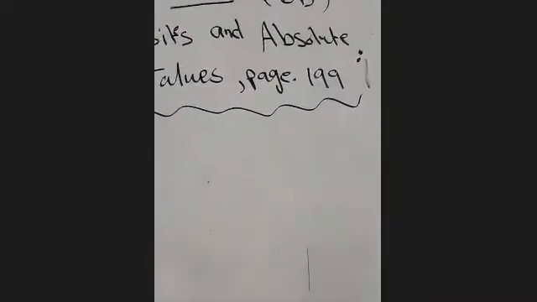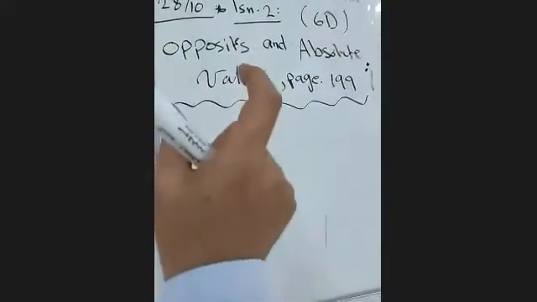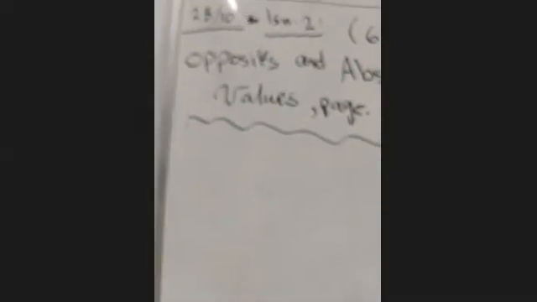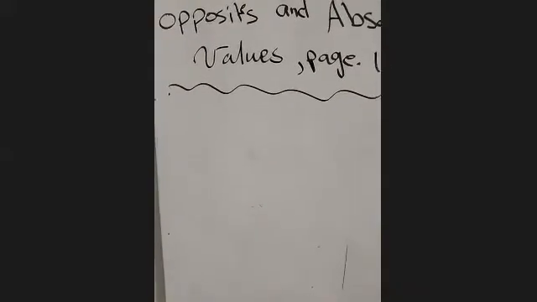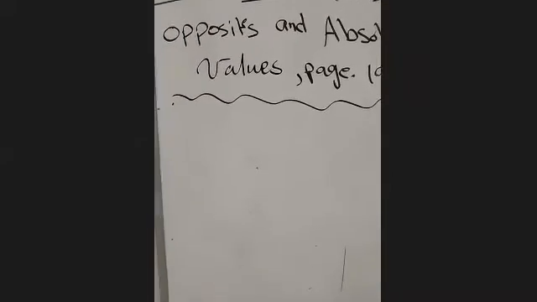Opposites and absolute values. We are on page 199, lesson 2. Now we have two concepts here. We have opposites alone and absolute values alone. So we'll start with the word opposite. What's the meaning of the opposite? Now, opposite of black is white. We know that. So the word opposite means the contradiction of something.